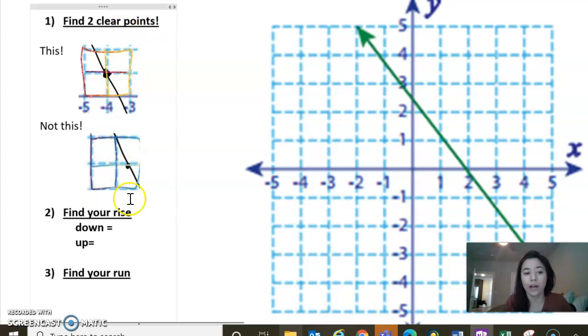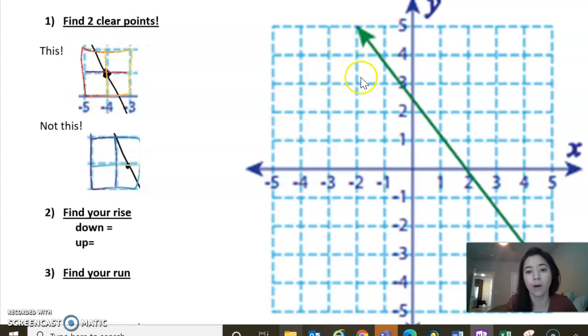If your line does not cross at the center of your 4 squares, like this one is off to the right, that is not a clear point. Again, I'm looking for one that crosses right in the center of 4 boxes. If you look here at these 4, it's slightly off to the left, so that doesn't work. So I'm going to look for one that meets right here where my 2 lines intersect each other.